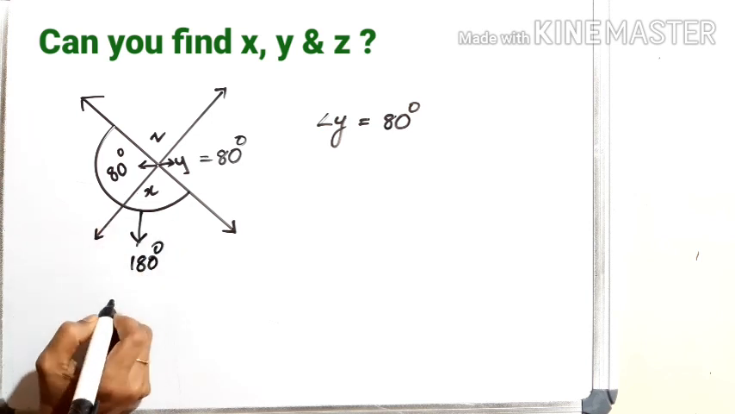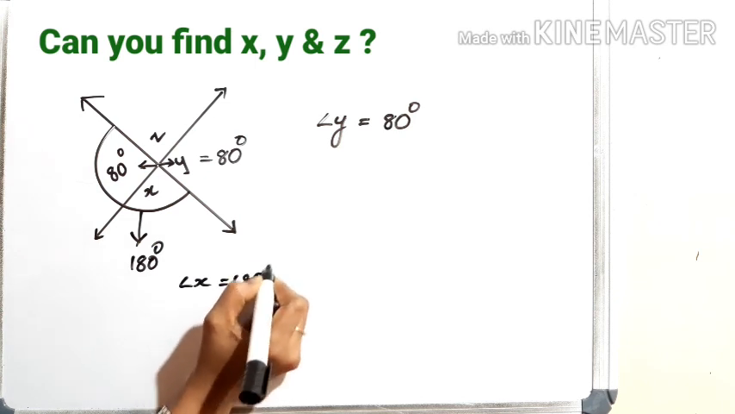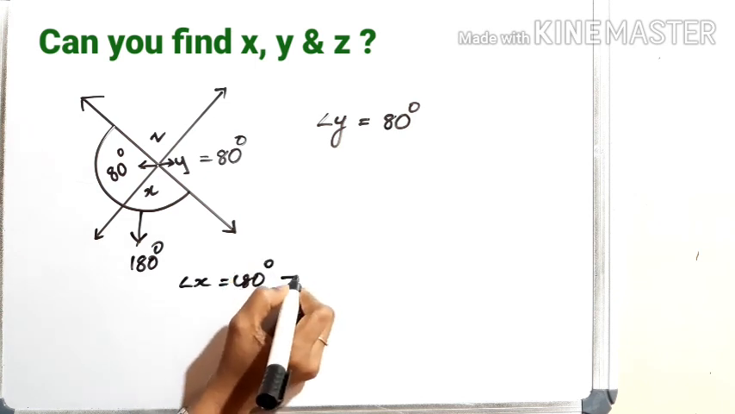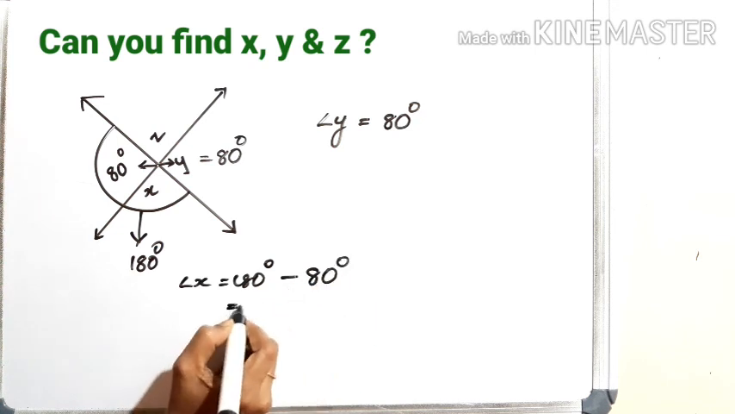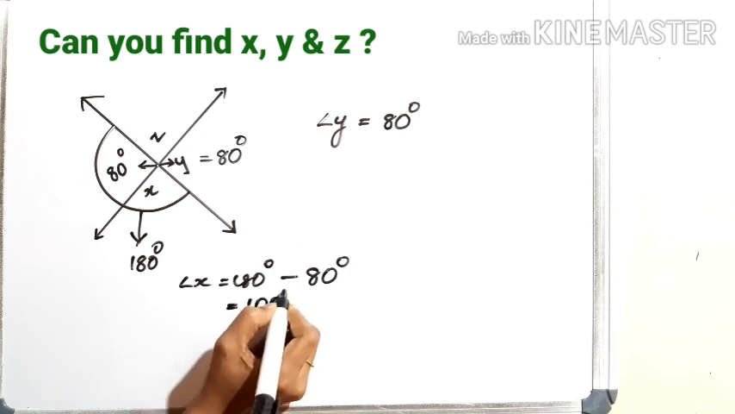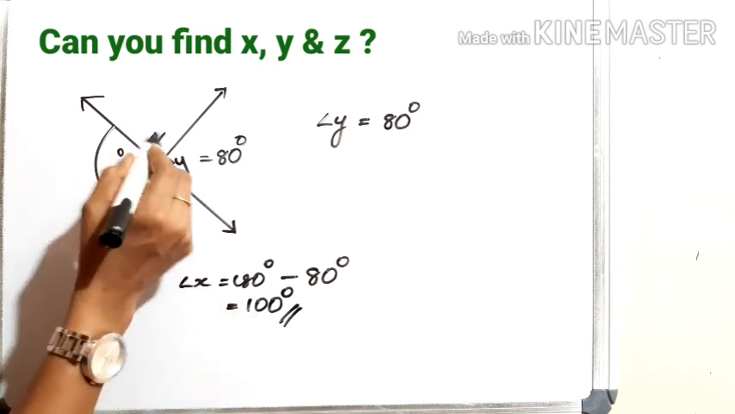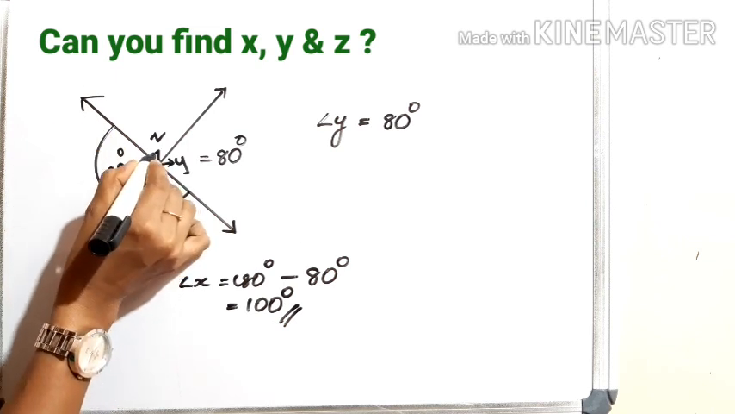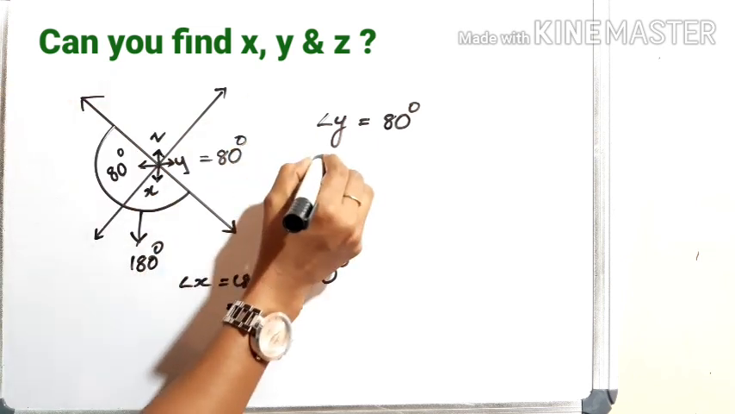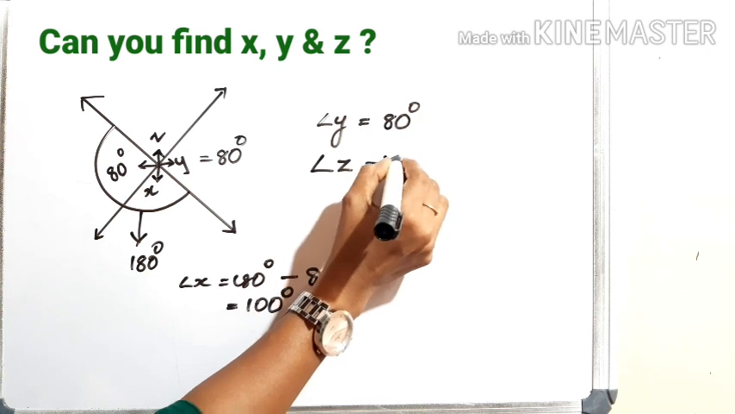Therefore, angle X equals 180 degree minus how much? Yes, 80 degree, equals 100 degree. Is it clear, children? If angle X is 100 degree, what about angle Z? X and Z are vertically opposite angles, right? Vertically opposite angles are equal. Therefore, the measurement of angle Z also becomes 100 degree, right?